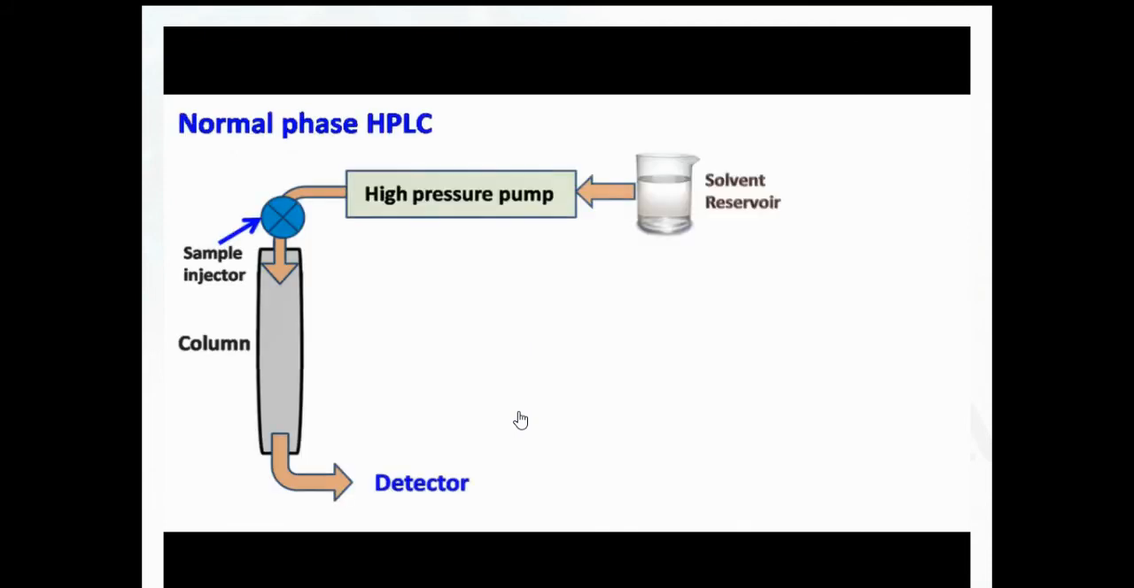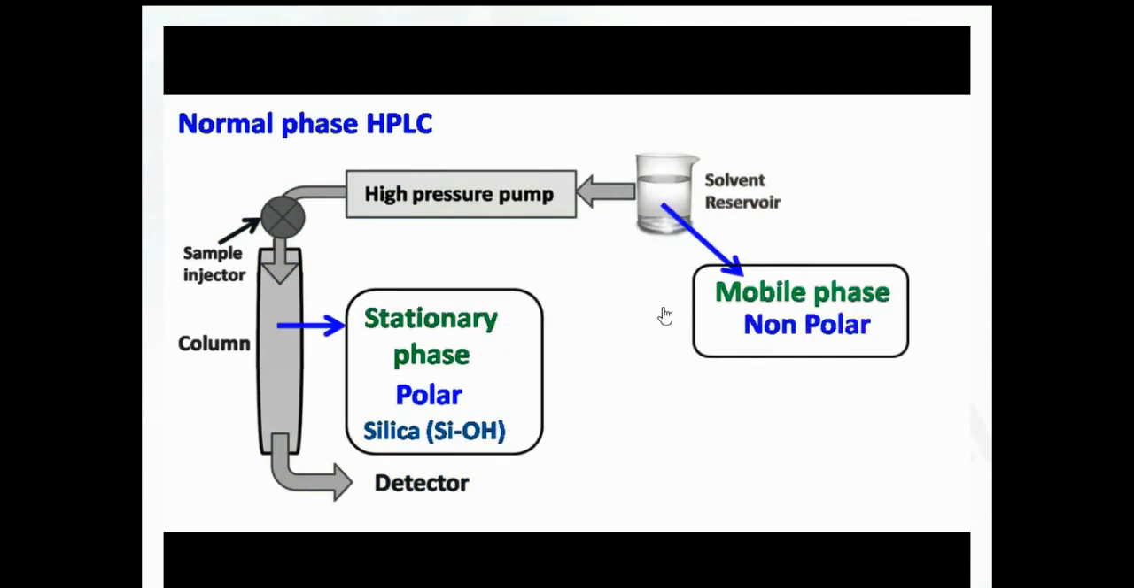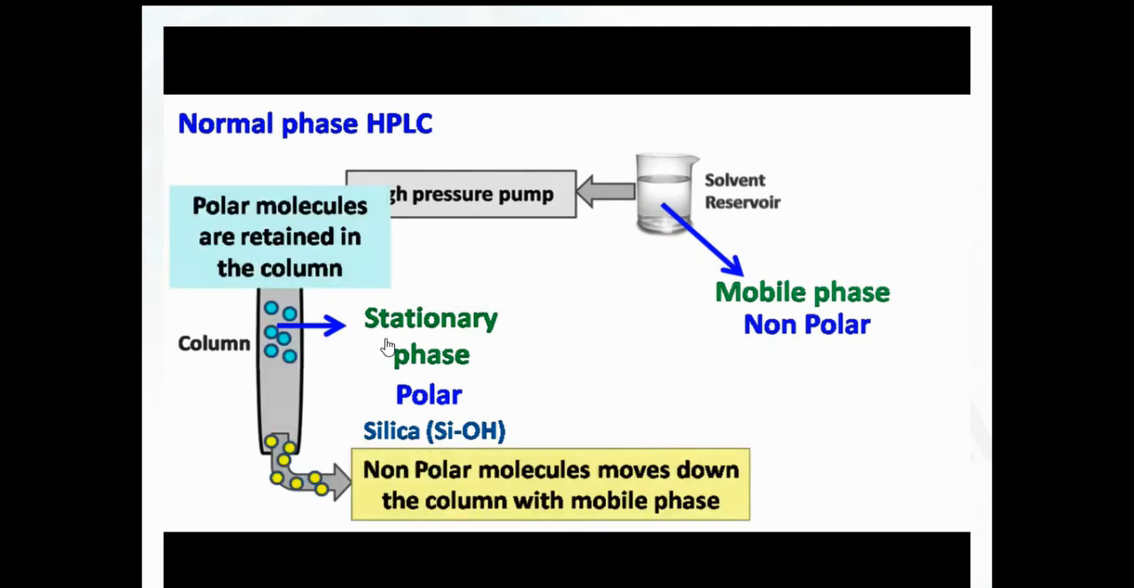We have different types in HPLC. One is normal phase HPLC. In this, as I said, the stationary phase will be polar and the mobile phase is non-polar. So when a polar stationary phase is taken, the components which are polar will strongly adsorb onto the stationary phase. Therefore, only non-polar molecules will move down. Because the mobile phase is non-polar, non-polar molecules will elute first. This is normal phase HPLC.